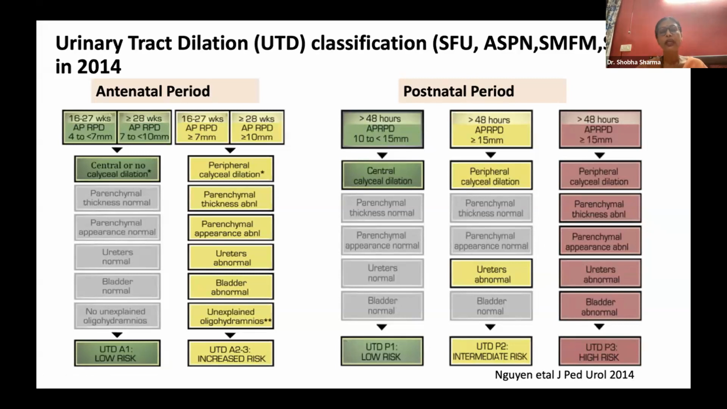So this is how the UTD has come up with this classification, and the main aim for proposing this classification was to give a unified and simplified, I will not say simplified, it is rather more complicated, because we are seeing multiple parameters here which may not be easy to see in the antenatal period, but just to make a uniform evaluation algorithm. So they have given this type of classification.